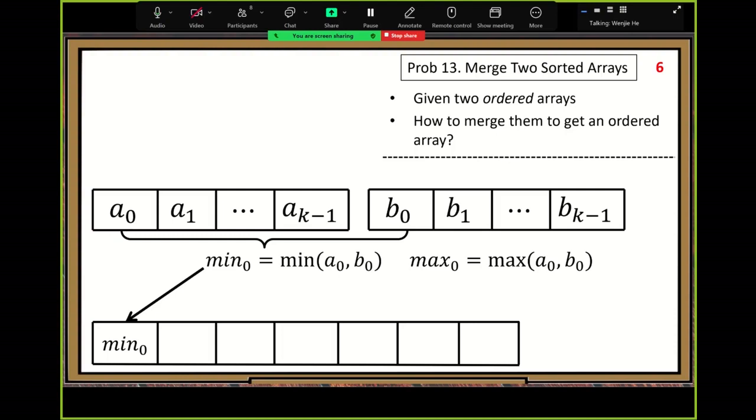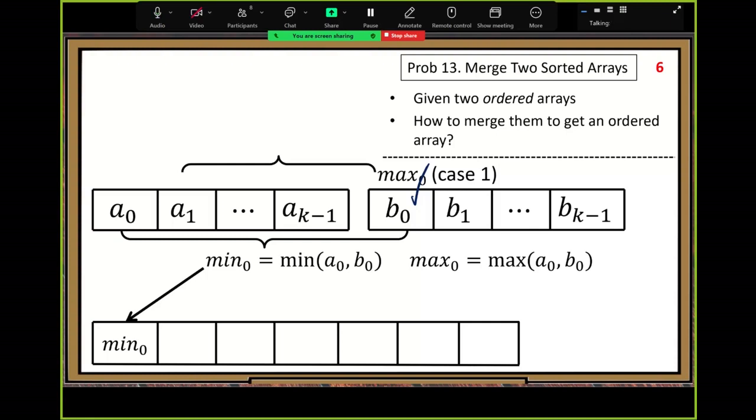So you need to do another comparison to see if max 0 is in place. Let's assume max 0 is this B0 element. There is another case, the A0 case, but we only need to look at one of the two cases. Now, let's assume the B0 case. If max 0 is B0, our next comparison is to compare A1 and B0.